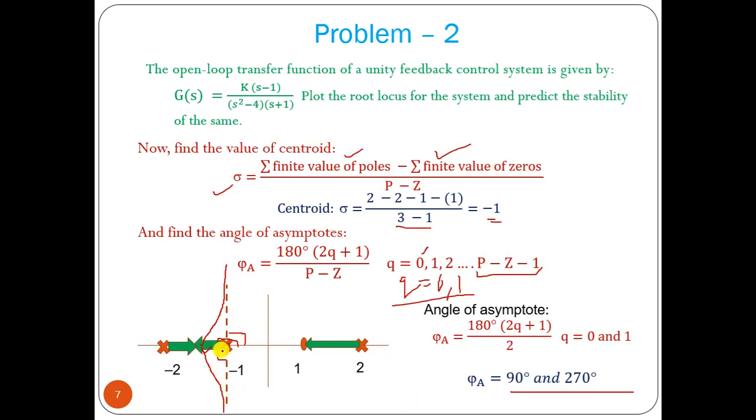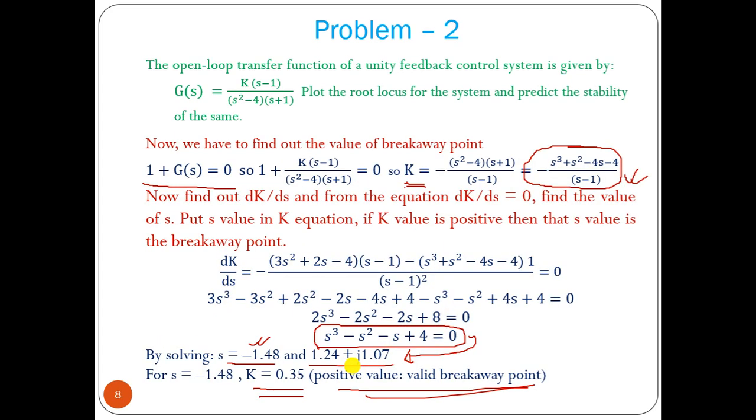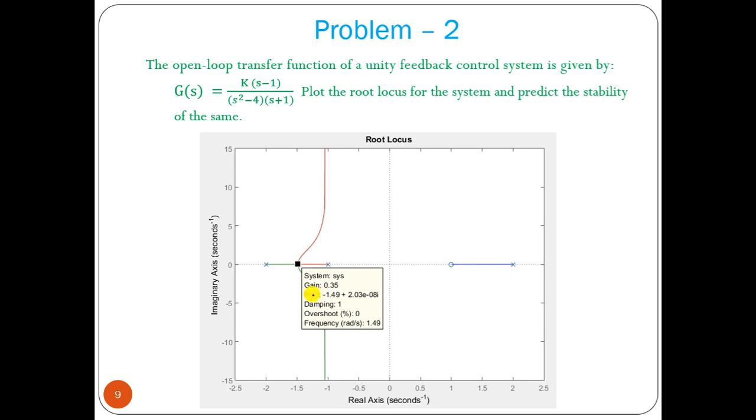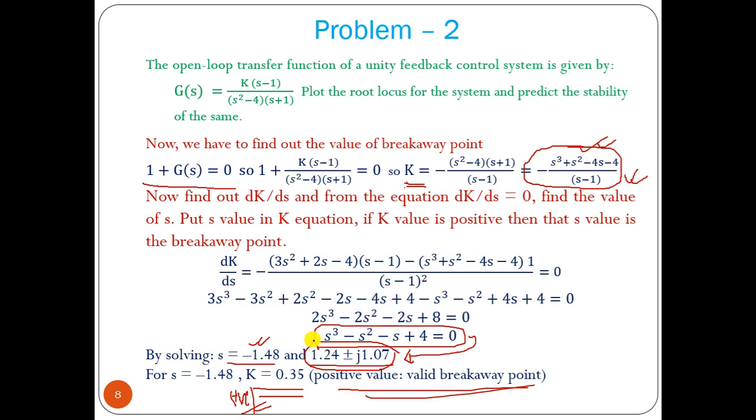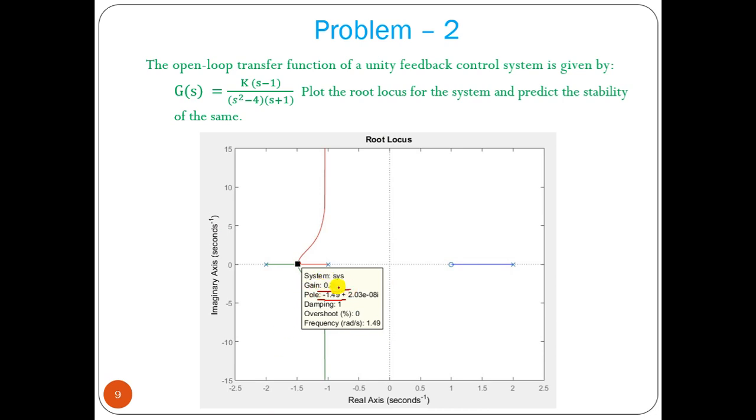Okay. And we can see minus 1.48, this is between minus 1 and minus 2 points. So that should be the valid breakaway point. And if we put this complex number into this K equation, you will find K value becomes a complex one. So K value should be positive. After putting the s value, K value should be positive, not a complex number, not negative, to get the valid breakaway point. Okay. So what we can have here, that breakaway point we can see here, minus 1.48, and K gain is 0.35.